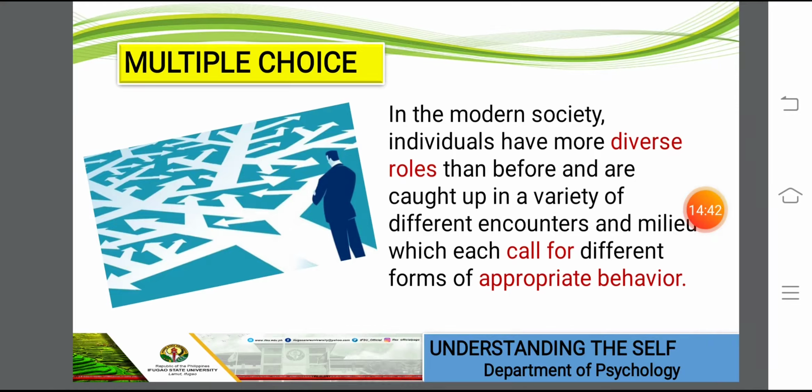In the modern society, individuals have more diverse roles than before and are caught up in a variety of different encounters and milieu, which each call for different forms of appropriate behavior. We always say the adage that act accordingly, okay? You should act according to the proper place, proper time, and proper occasion.